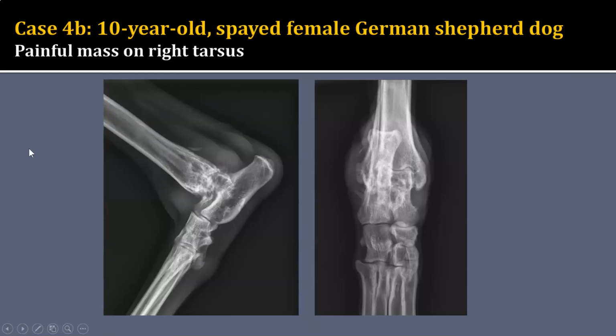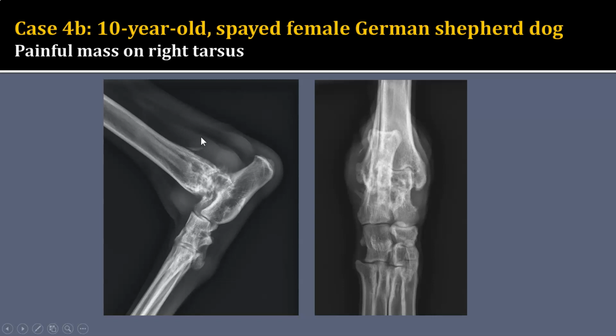This last case is a companion case in a 10-year-old spayed female German Shepherd dog, and this has some similar but additional findings to the last one. So first of all, there's quite a bit of irregular mass-like soft tissue swelling that seems to be centered at the tarsocrural joint, but also involves the distal tibia.